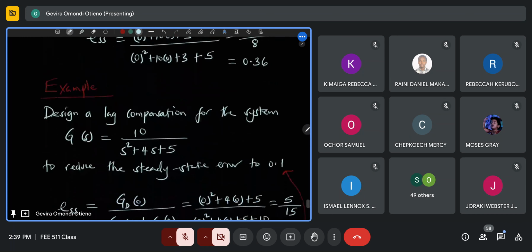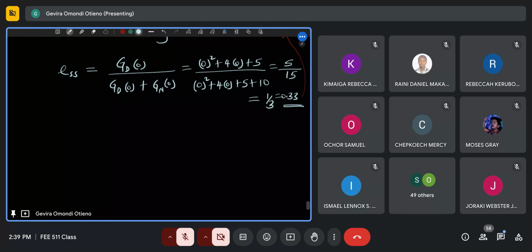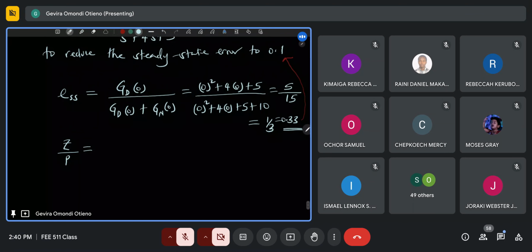Now, let's go back and use those guidelines. Here, first of all, for you to obtain the relationship between the 0 and the pole, meaning the ratio between the 0 and the pole, for lag compensation we have a formula. And this only applies to the lag compensator. Please do not use this formula when you're using a lead compensator.